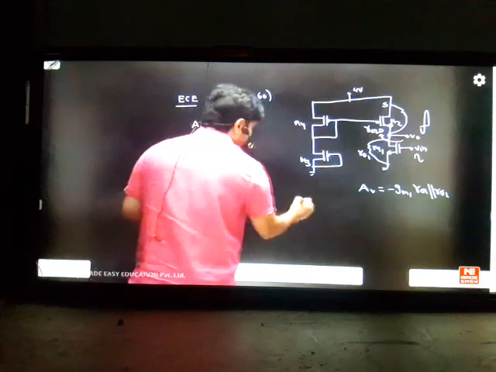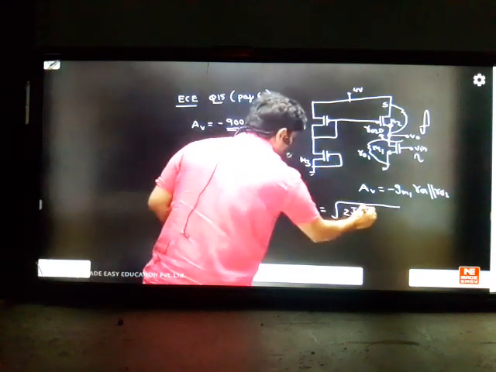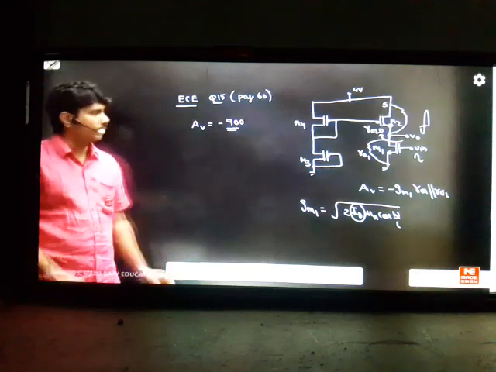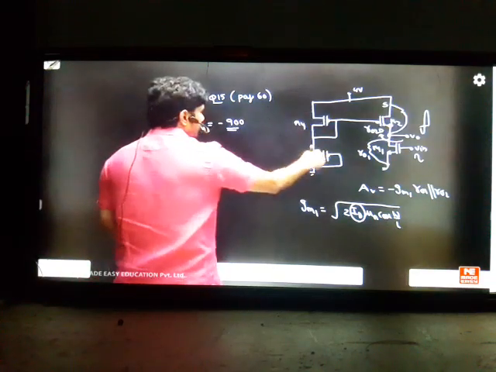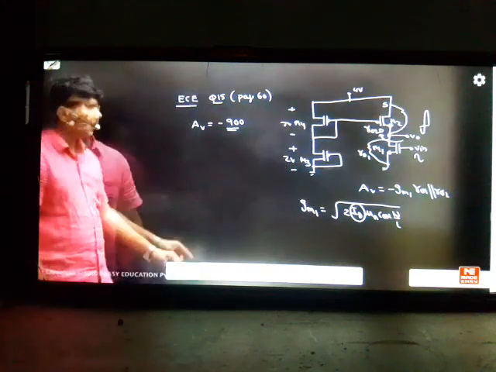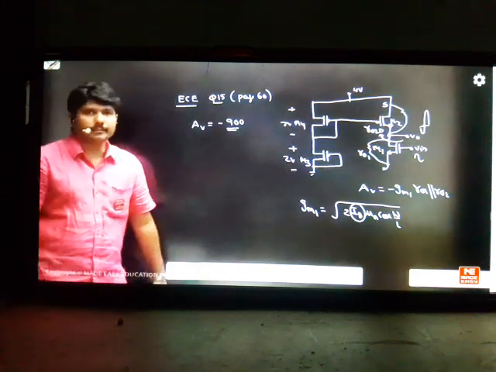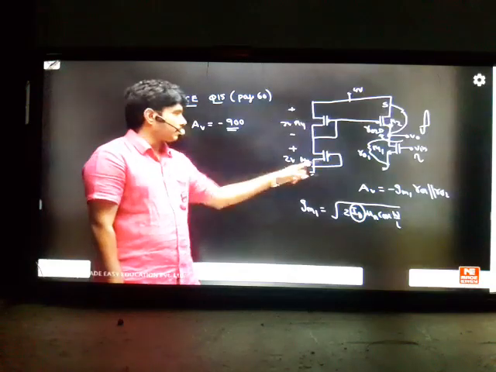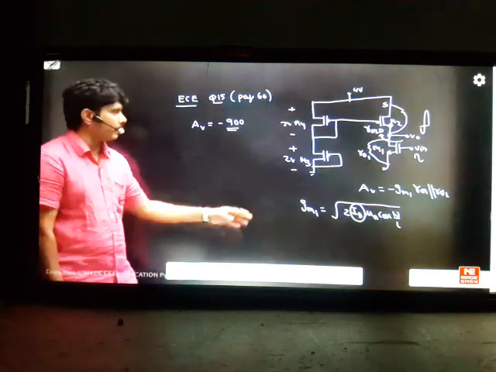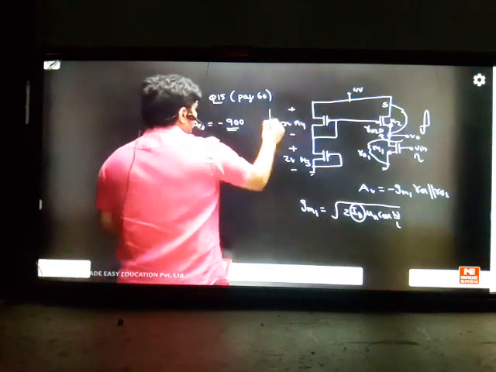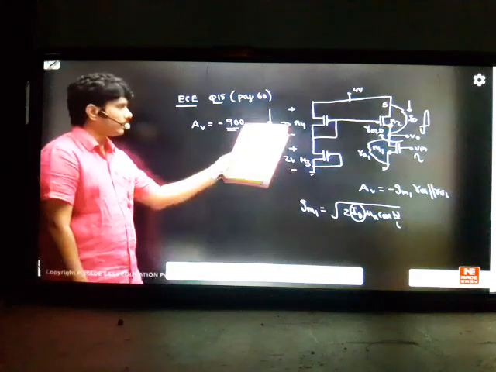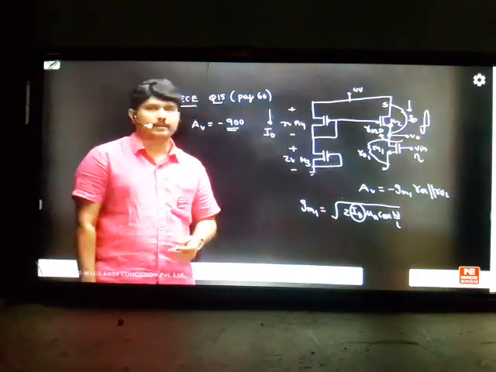But to solve gm1, your formula is root over 2ID times mu n Cox W by L. That means ID is required. You must know ID. How to get ID? He has given 2 identical MOSFETs, and this is 4 volts, so this is 2 and this is 2. The total 4 volts will be divided into 2 and 2. Both are in saturation, so you can find ID with half mu n Cox W by L times (VSG minus VT) whole square, using the PMOS relation. You will get some current here. Since it is a current mirror, the same current will reflect there. So after finding that current, find gm1, then r01 parallel to r02, and the problem is solved.